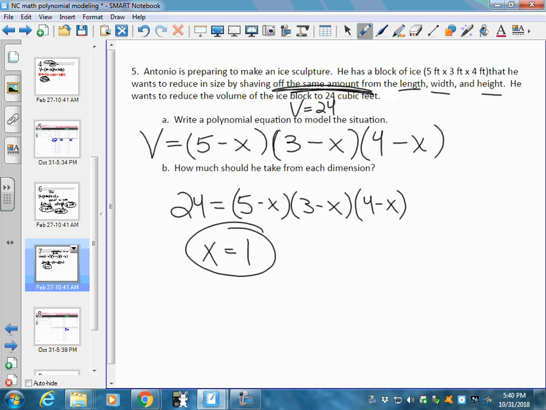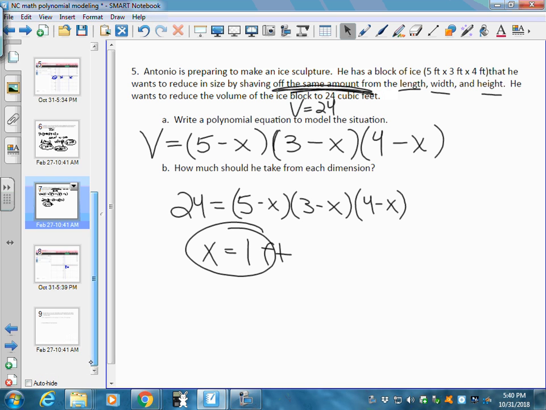They wanted to know how much should be taken from each dimension. 1 foot. Okay, so that's how you do number 5 and how it's different. Because we didn't take 2x off because we didn't have a box. We're just taking off the same amount off of each dimension of the ice.